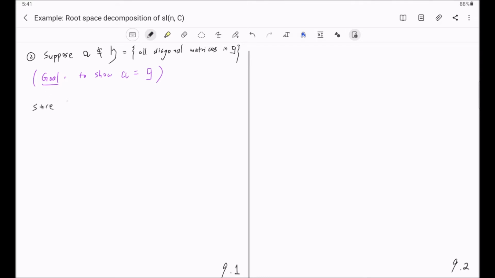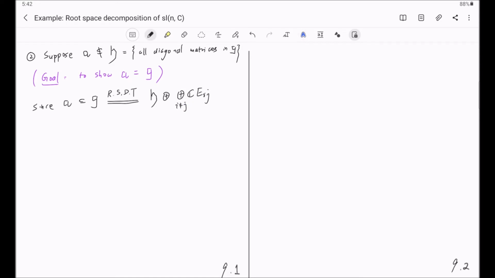Since this ideal A is contained in G, and G, by our root space decomposition theorem, which we will abbreviate as RSDT, this decomposition, remember, is the direct sum of H with the direct sum of the one-dimensional Lie algebras C times E sub ij for all pairs i not equal to j.